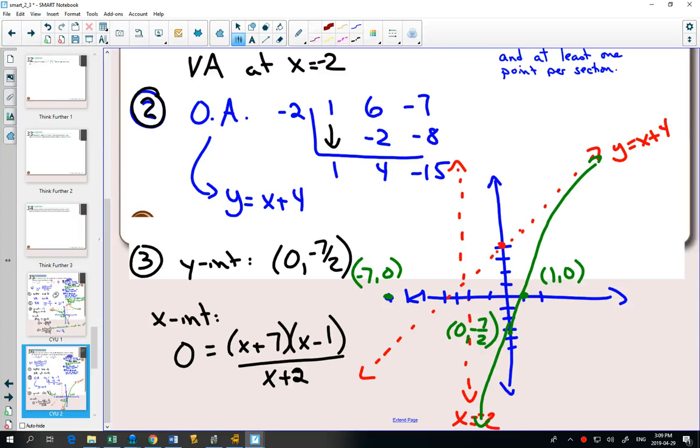Same thing with this one. I need to go towards this asymptote here and towards that asymptote there. Really not a very pretty looking graph from this perspective, but that's what it would look like. So we always, at the end, draw our graphs towards the asymptote. We've got all the x-intercepts we have. We've got at least 1 point per section, and we're done.